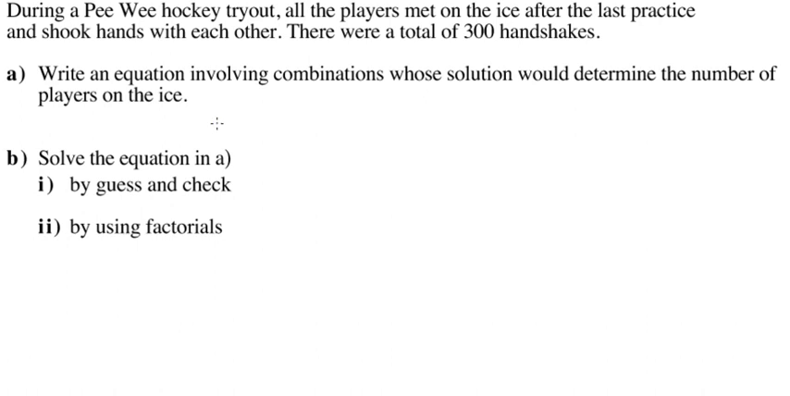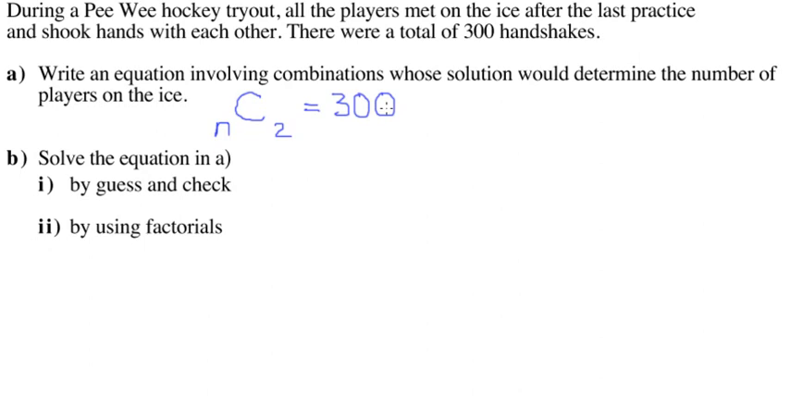Well, we don't know how many players there were grand total, but a handshake is when you select two people at once. So it would have to be, we had a bunch of people, we paired them up two at a time, and we got 300 different ways that they could be paired up.